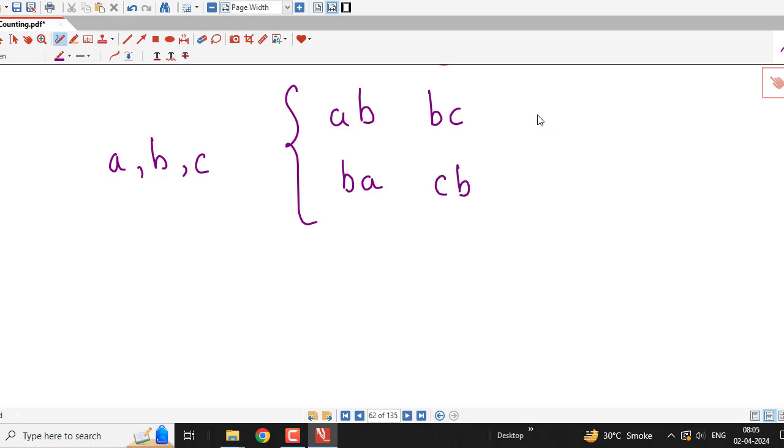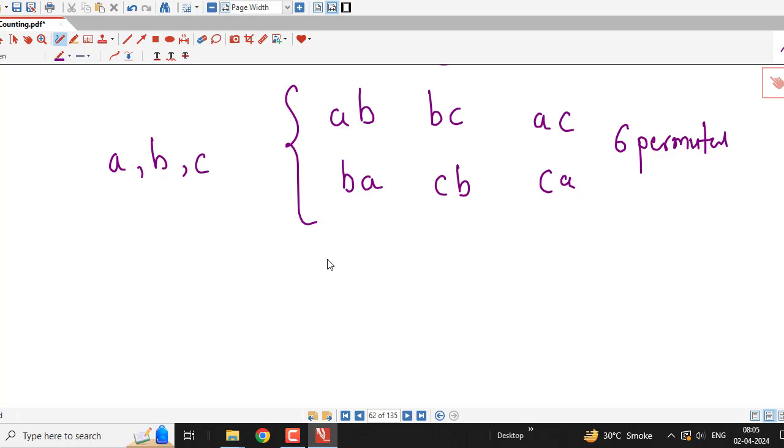We can also have arrangements of 2 objects out of these 3 objects. Suppose order is important, then we consider AB and BA as different arrangements, BC and CB as different, AC and CA as different. So there are 6 permutations if order is important. This we have seen in lecture number 1.